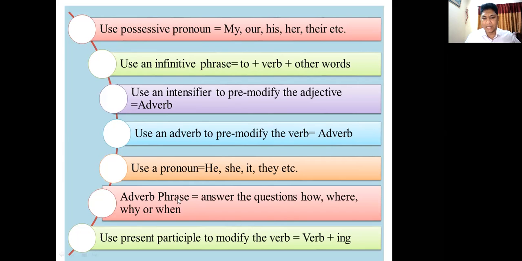Adverb phrase. Okay, adverb phrases basically answer the questions how, where, why, when. You have to write adverb phrases that will answer the questions of how, where, why, when. And if you are asked to use present participle, you have to use appropriate verb plus ing form.